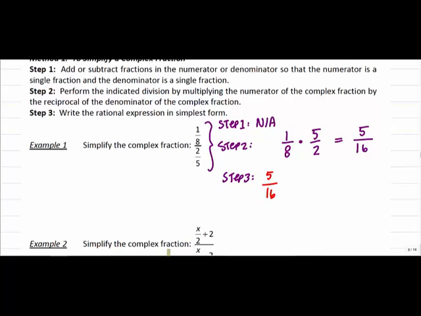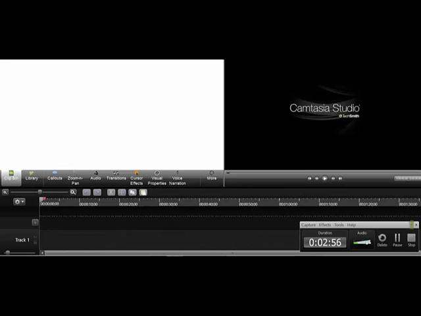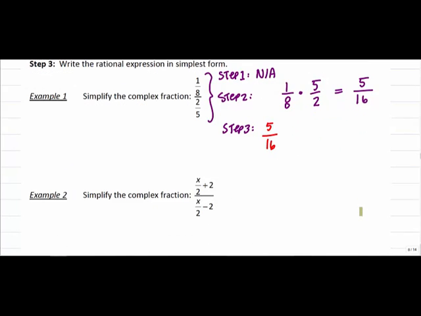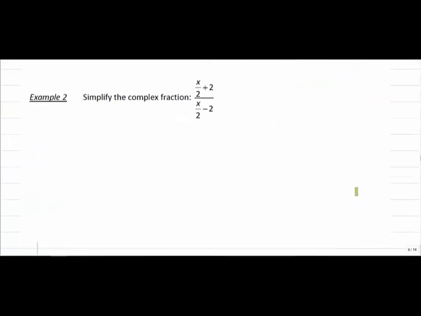Now, if you are dealing with one like example 2, where you are actually adding in the numerator or denominator, then for step 1, I'm going to come off to the side here and do some scratch work. If I have x over 2 plus 2, well, remember this is over 1. And so my least common denominator would be 2 times 1, which is 2. So I need to do a 2 there. So I end up with x over 2 plus 4 over 2, which would be x plus 4 all over 2.